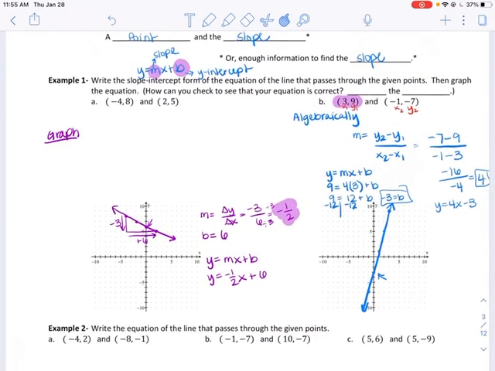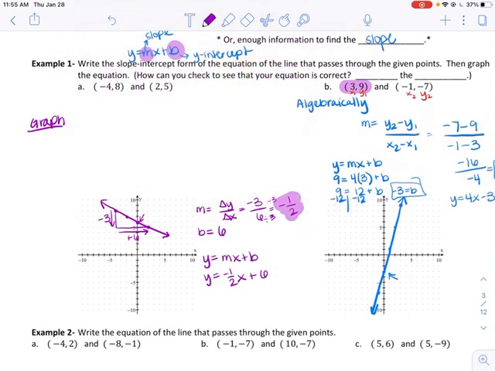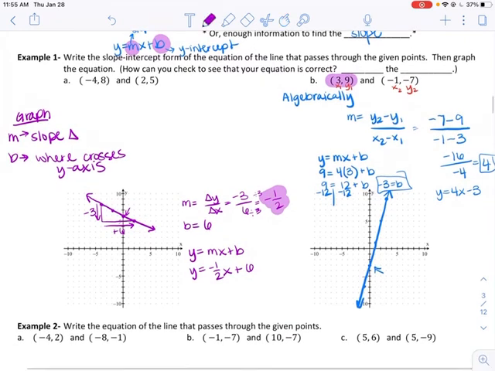Okay, so let's review these 2 methods real quick. From your graph, you're going to use a slope triangle to find your m. And for your y-intercept, you're just going to look for where the line crosses the y-axis. When you're doing it algebraically, you need to do the slope formula first to find your m. And then for your b, you're going to plug in to y equals mx plus b and solve for b.